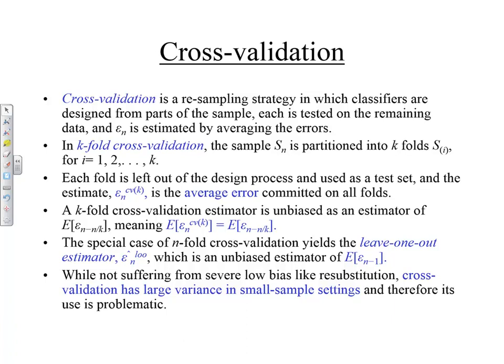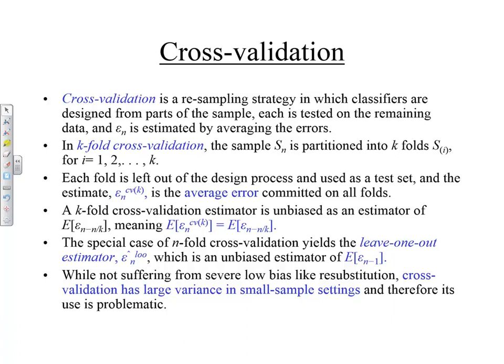So in k-fold cross-validation, the sample S_n is partitioned into k folds. That means in each of these folds you will have n over k points. Folds S sub i for i equal to 1, 2 up to k. Each fold is left out of the design process and used as a test set, and the estimate epsilon n CVK, the k-fold cross-validation estimate, is the average error committed on all the folds. So you leave the first fold out, design the classifier on all the other folds, test it on this one, and look at the error. Then leave the second fold out, design on all other folds, again evaluate the error, and then average that out. That is the estimate that you're going to use.